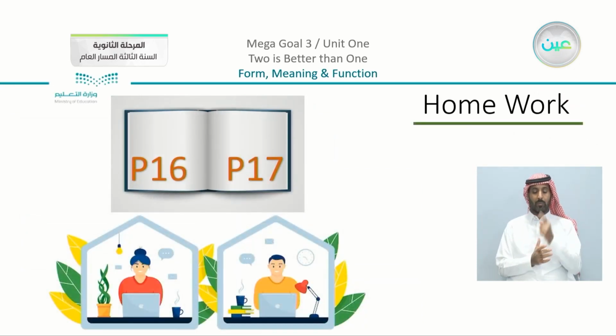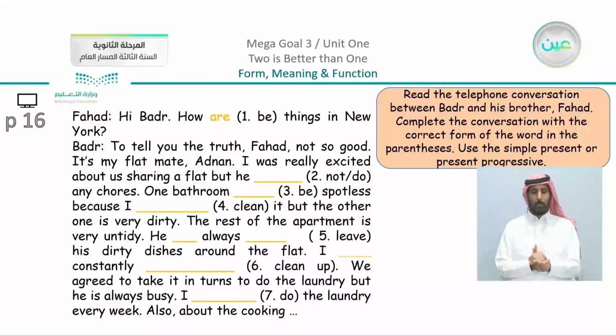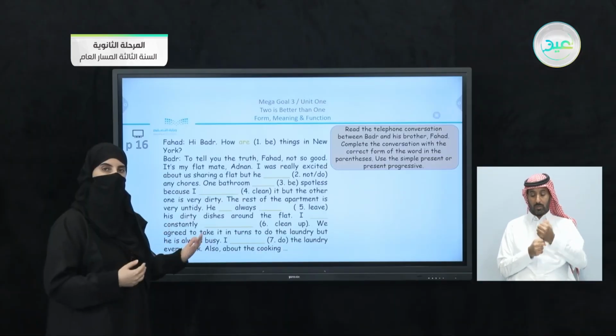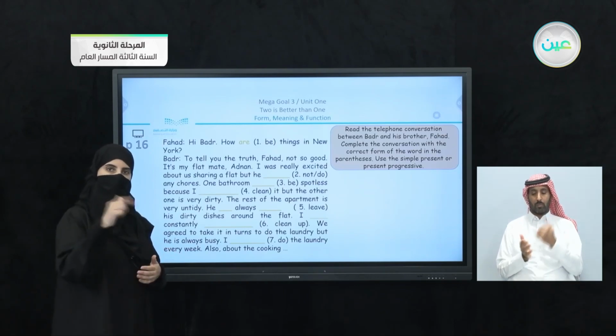You do have your homework. The homework is going to be the exercises on page number 16 and page number 17. Now we are going to just pass by them and see what we have here in the homework. We have here the first part, page 16, to read the telephone conversation between Badr and his brother Fahad. Complete the conversation with the correct form of the word in the parenthesis. Use the simple present or present progressive. So I'm going to give you this as homework to take your time and just check your answers with me next time, inshallah.